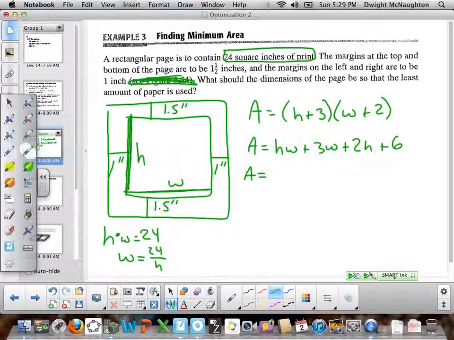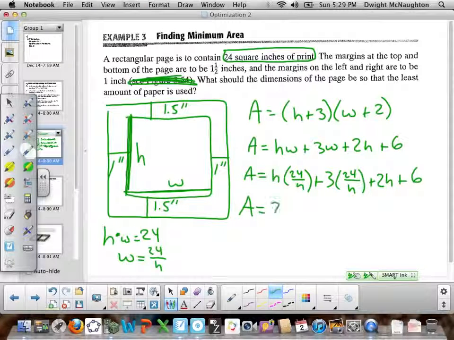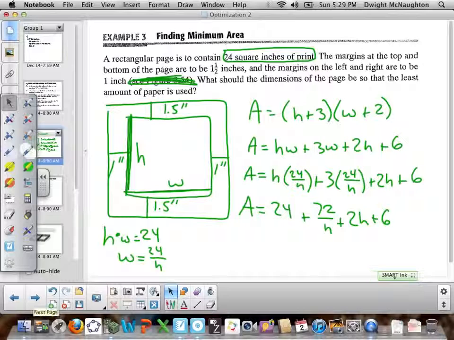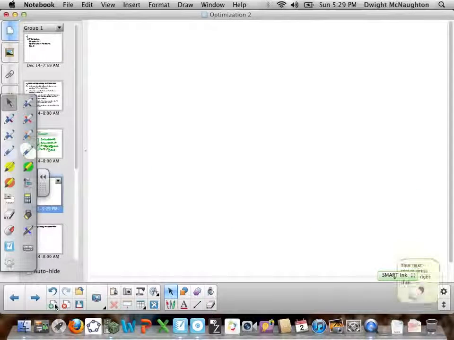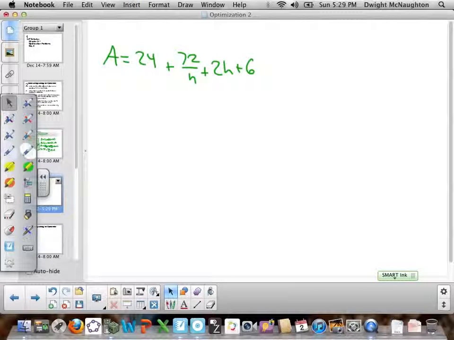So area equals H times 24 over H, plus 3 times 24 over H, plus 2H, plus 6. Clean this up a little bit. Area equals 24 plus 3 times 24 is 72 over H plus 2H plus 6. And now I can derive it. I'm going to go to a clean page to derive it. Copy that there. Clean page. Paste. Now, take the derivative.